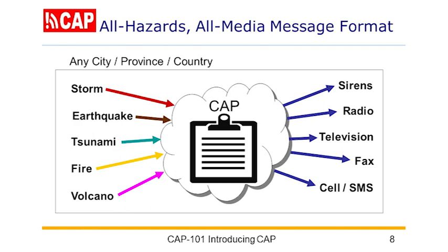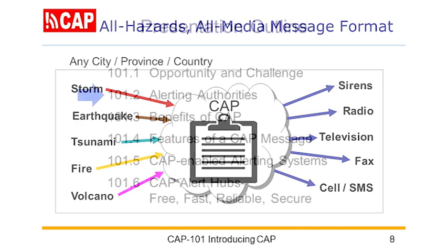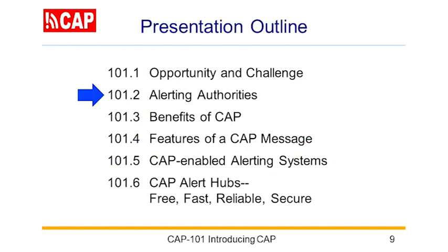We have simple tools now that can be used to get critical messages to affected people wherever they are and whatever they're doing. So that's the opportunity and challenge. But I've been using a term, and Miriam mentioned it as well, alerting authority. What the heck is that? Let's talk about that for a second.